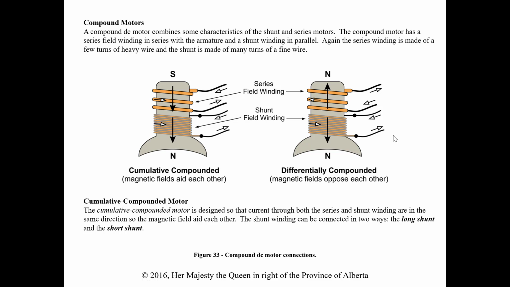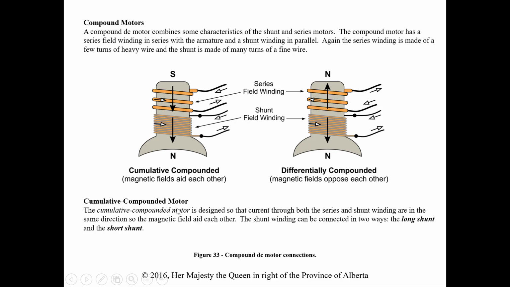Compound motors are basically a combination of both series and parallel, taking advantage of both. It has a series field winding in series with the armature and a shunt winding in parallel. Again, the series winding is made of few turns of heavy wire, and the shunt is made of many turns of a fine wire. So there are two ways we can hook up this compound, either cumulative or differentially compounded, one where the magnetic fields aid each other and one where they oppose each other.